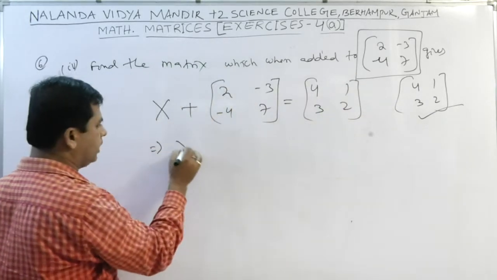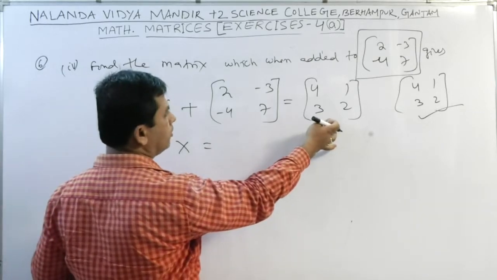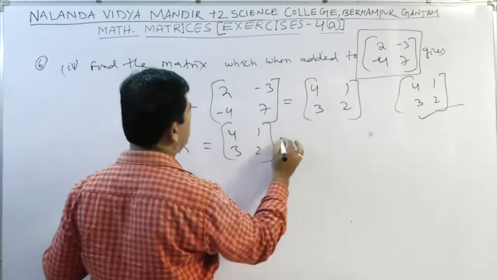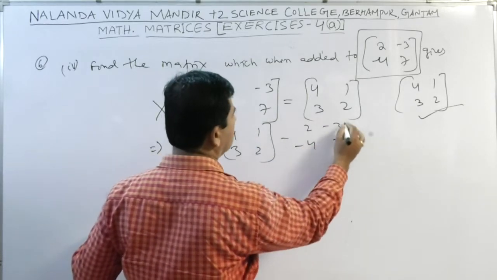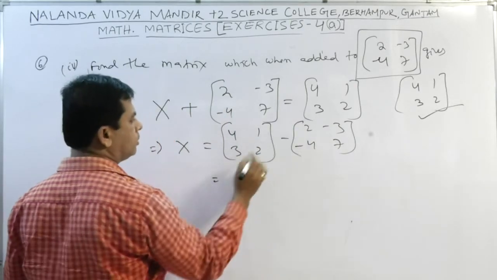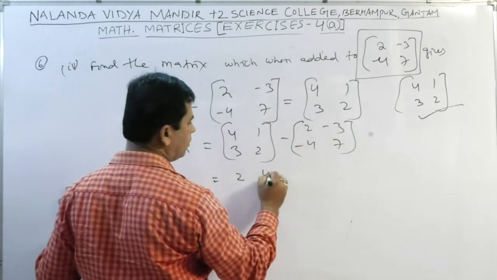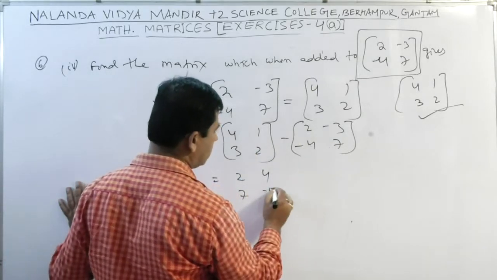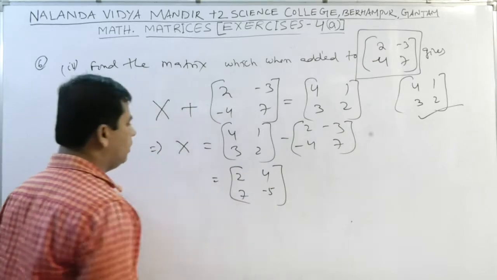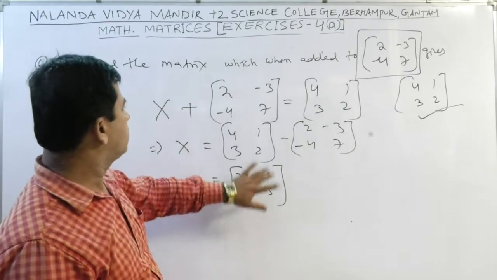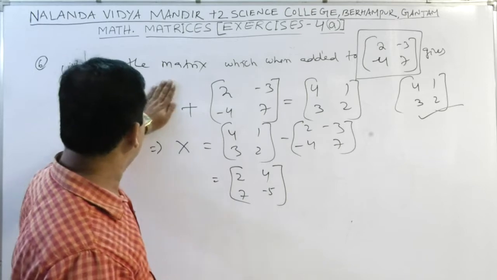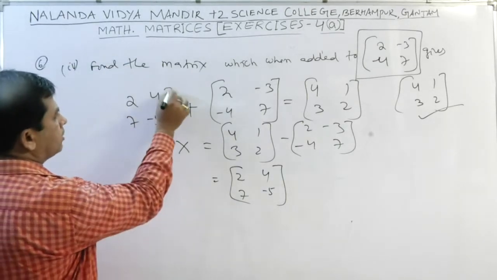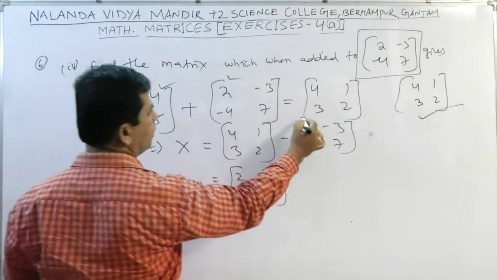This implies matrix X is equal to this matrix minus this matrix. So 4, 1, 3, 2, minus 2, minus 3, minus 4, 7. This is equal to 4 minus 2, 1 minus of minus 3, 3 minus of minus 4, 2 minus 7, which gives 2, 4, 7, minus 5. Therefore, if we add this matrix to this, we get this.